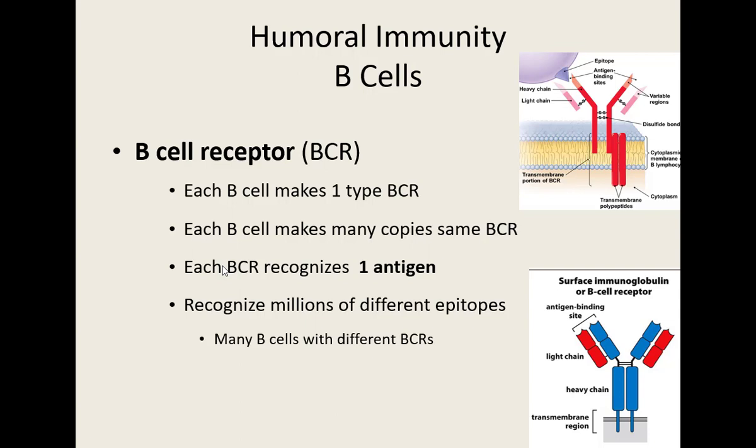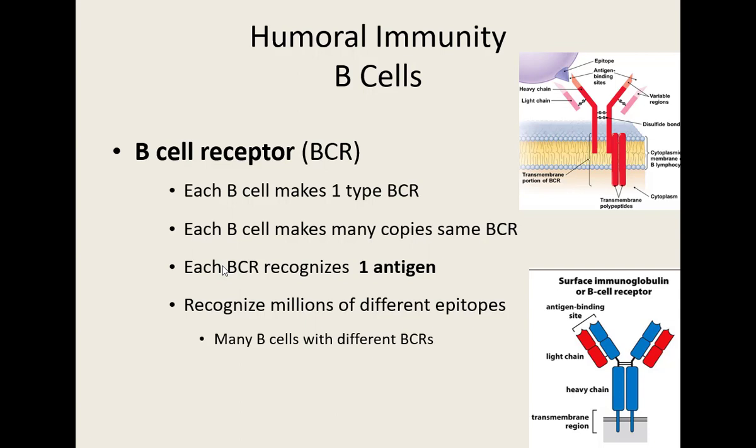So each B cell only makes one type of B cell receptor, meaning this B cell only has red. This one only has orange. This one only has green. You're not going to have a B cell with multiple colors or multiple different B cell receptors. Every B cell has its own unique B cell receptor. I like to liken them to snowflakes. Every snowflake is unique. Every B cell is unique because its B cell receptors are all different from each other.